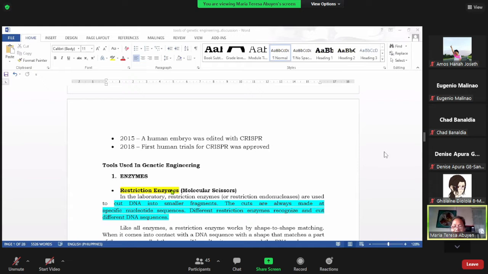Enzymes work at specific nucleotide sequences. Enzymes are very specific. They don't cut the DNA just anywhere.